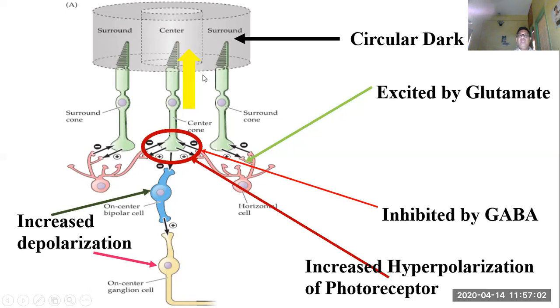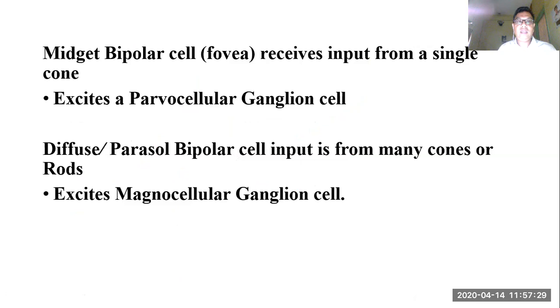So you see, the presence of light in the middle surrounded by darkness will only increase the signal. The action potential here will be greatly increased because there are surrounding neighbors who are experiencing darkness, and they have increased the hyperpolarization of photoreceptors. This is another way in which the contrast is increased to a great deal.